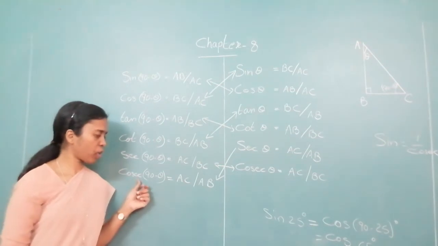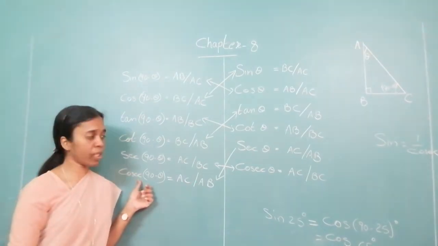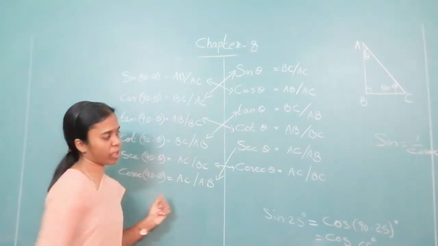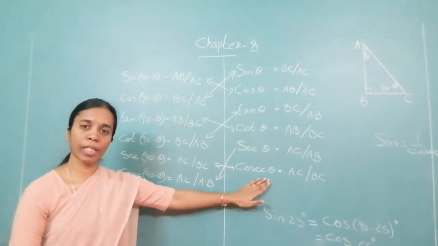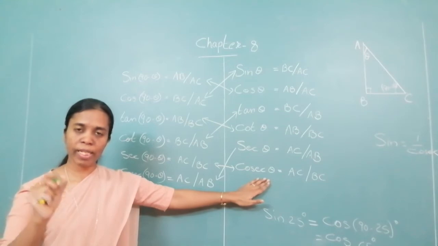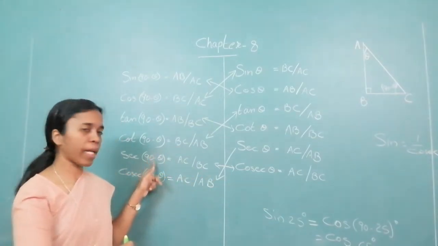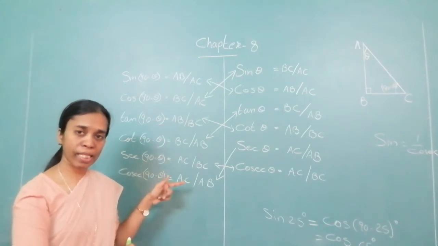Suppose you are asked to write cosec in terms of sec. You are given cosec 30 degrees. How do you write it in terms of sec? Sec of 90 minus 30, that is sec 60 degrees.